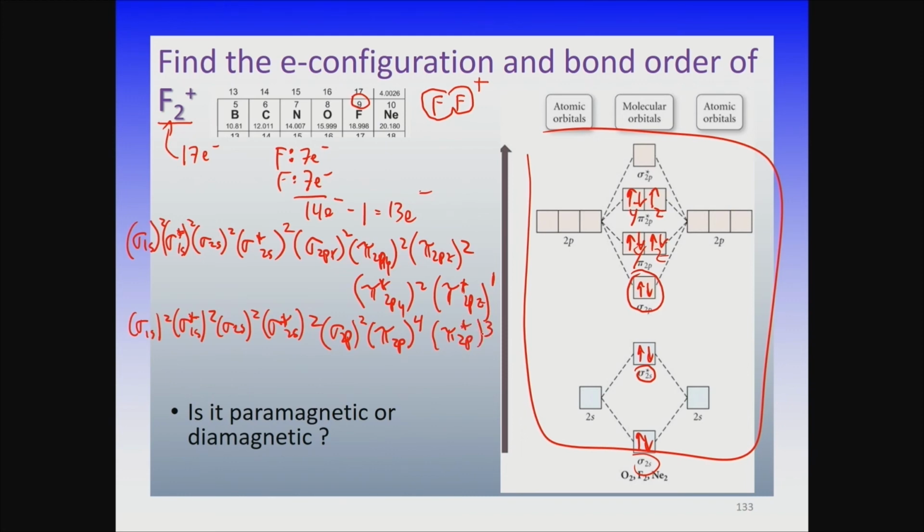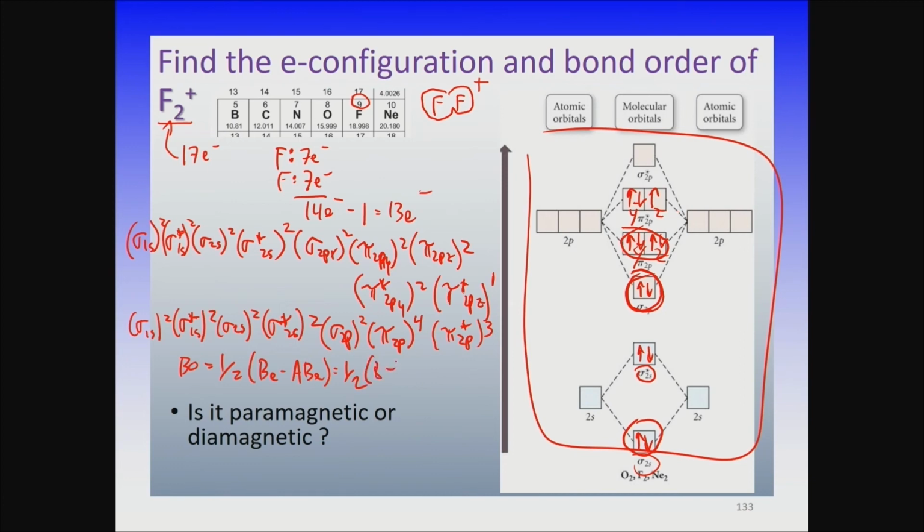Okay, now let's go ahead and figure out the bond order. The bond order is going to be 1/2 the number of electrons in bonding orbitals minus the number of electrons in antibonding orbitals. So it's going to be 1/2 times 2 electrons in this bonding orbital here, 2 electrons in this bonding orbital, and we have 4 electrons here in this bonding orbital, so it looks like we have 2, 4, 8 bonding electrons.